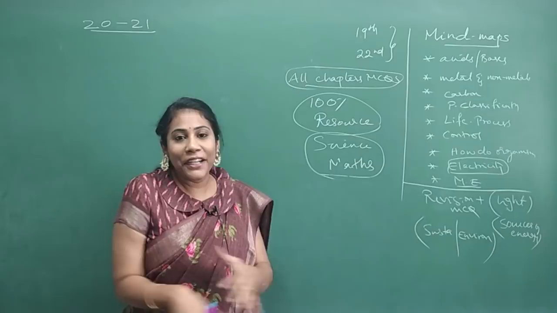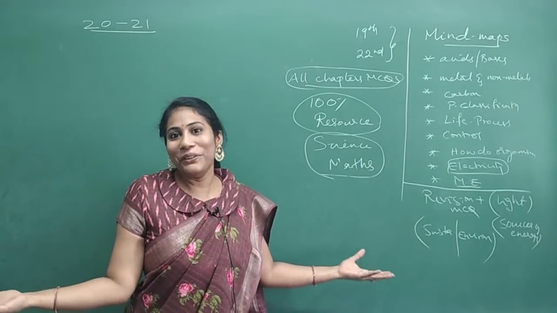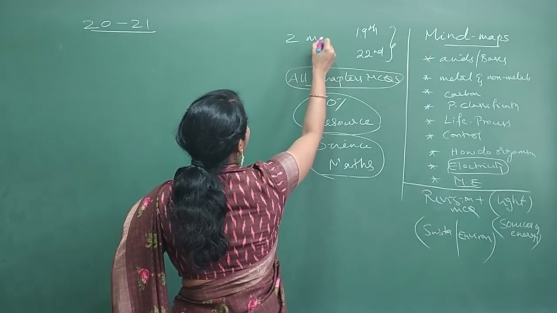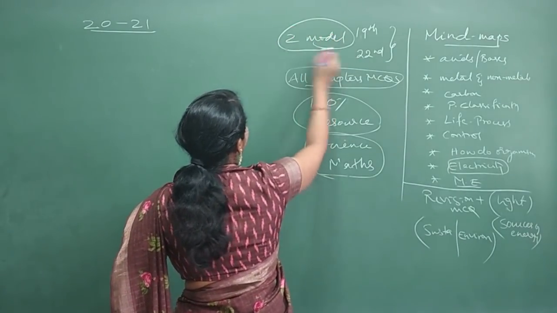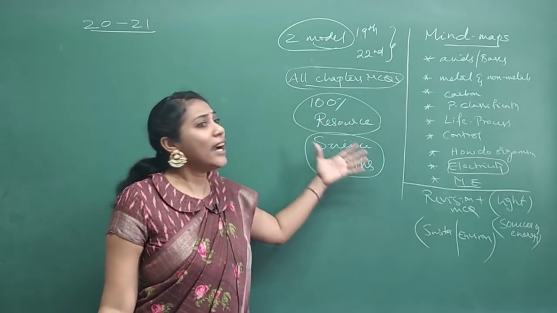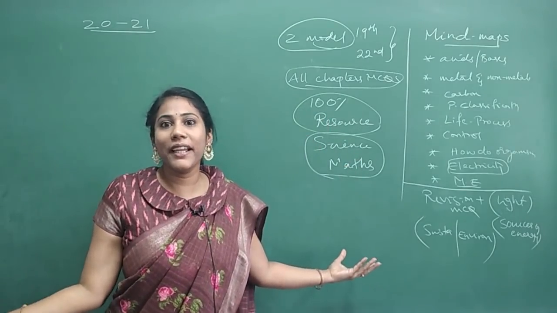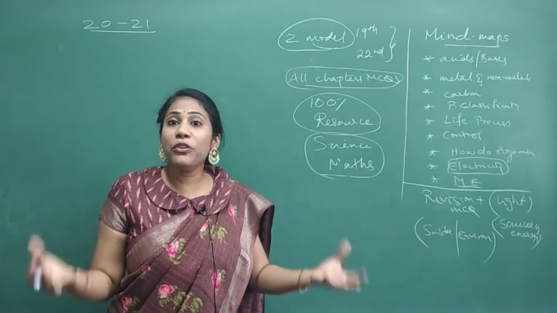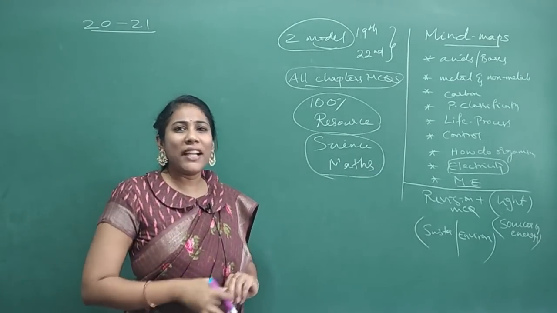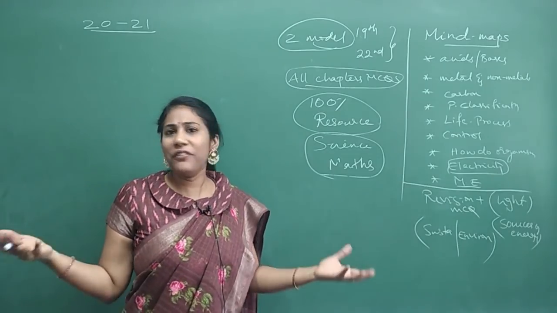Except this, I don't think I can do anything more for you. Everything is over. Along with that, there are 2 model papers that were released by the Karnataka board, so this is also there. You have to revise them again and again. That's it. And you have to revise the various possible questions that your school teachers and your friends have provided, everything, right?